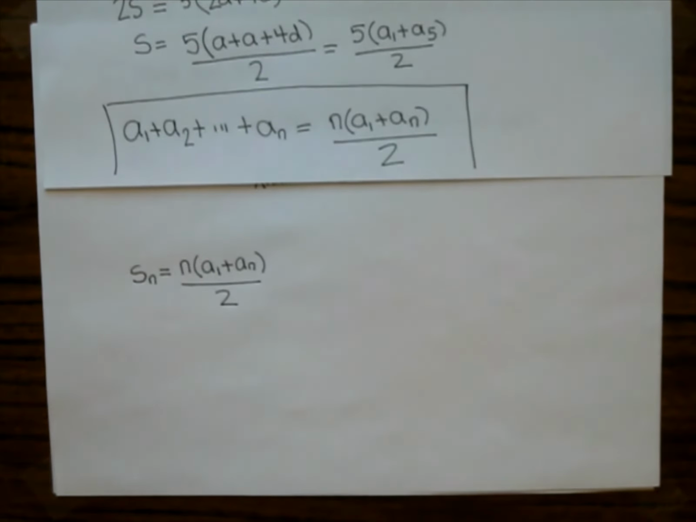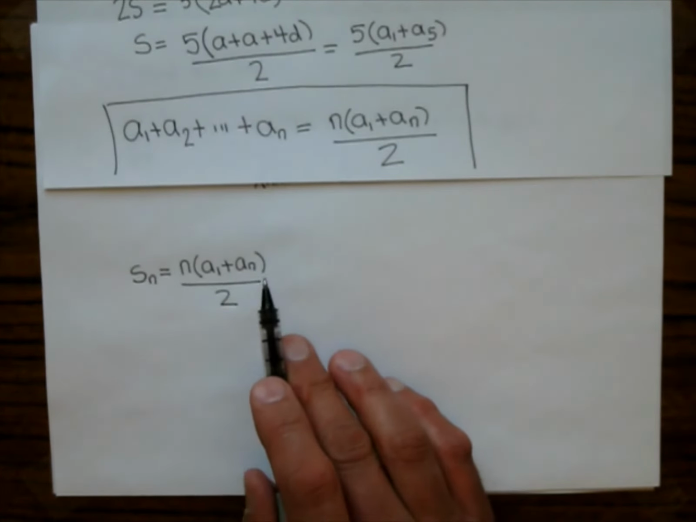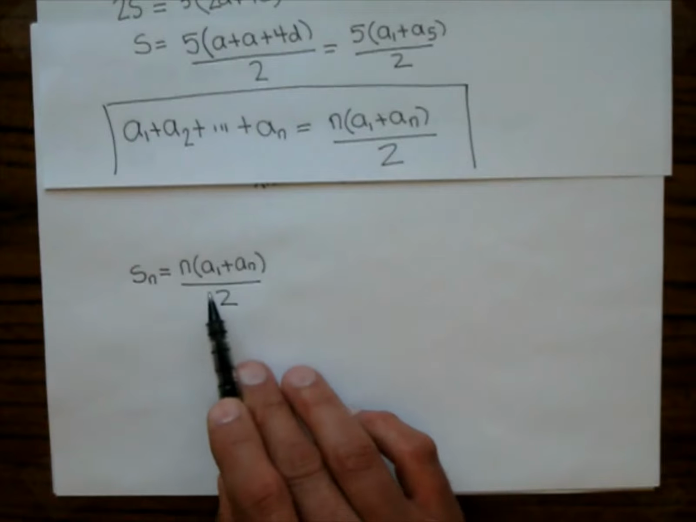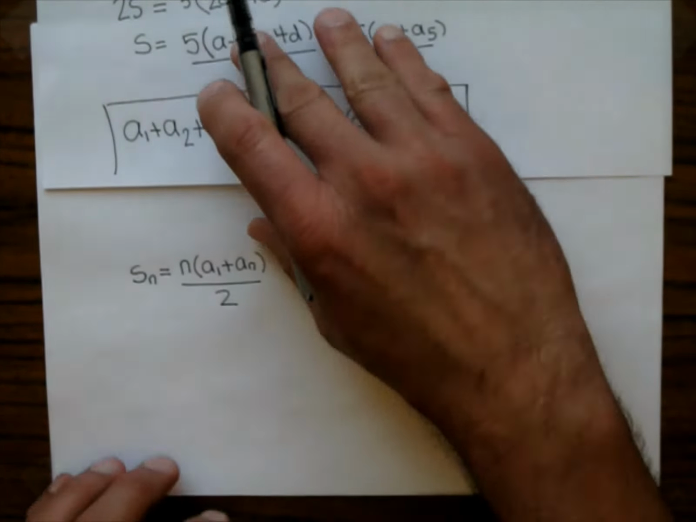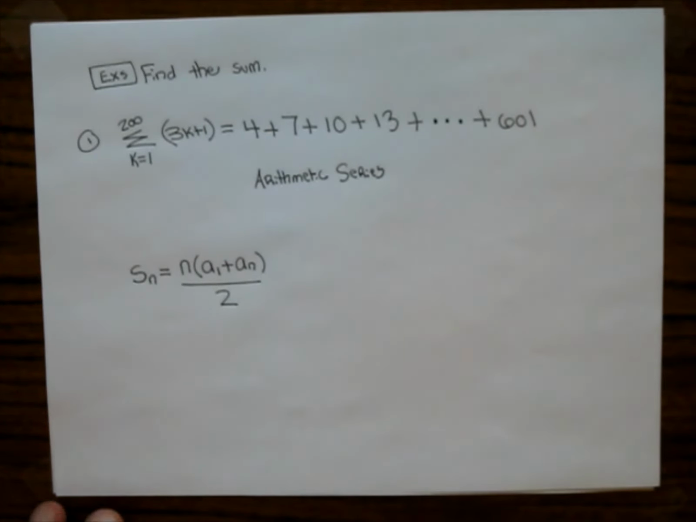Now your book is going to give you another formula. They're going to replace the an with a1 plus n minus 1 d and write this another way where you don't have to have the last term. But I don't want to complicate things that much. I'll just mention that in case you're looking at the book.